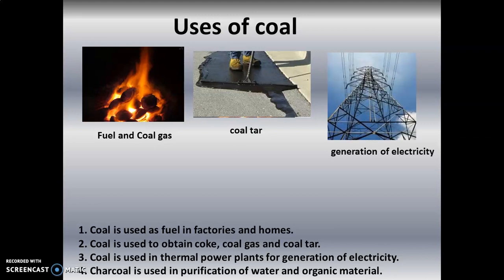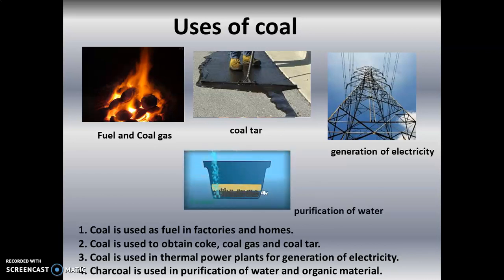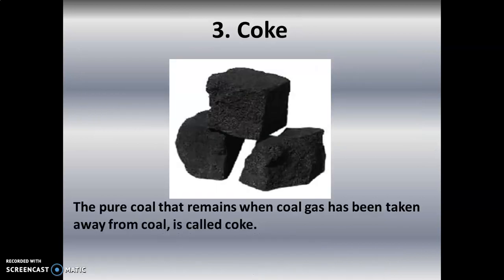For generation of electricity, we use coal to heat water, and after heating, water forms steam and then electricity is generated. In detail you will study this next year. And charcoal is also used in the purification of water and organic material. We can form a layer of charcoal through which water is filtered and that can be used. So this is how we can use charcoal or coal. Charcoal and coal are similar forms, so we can use both.